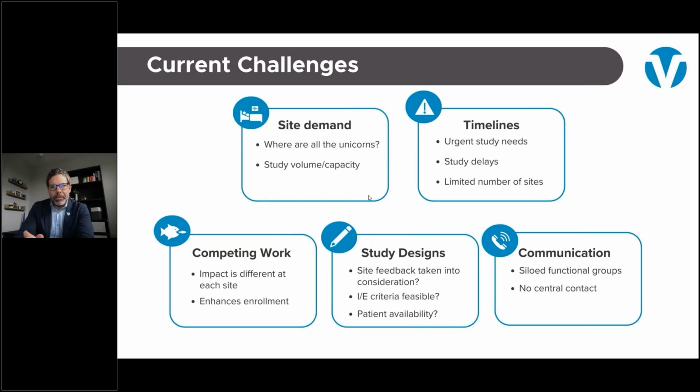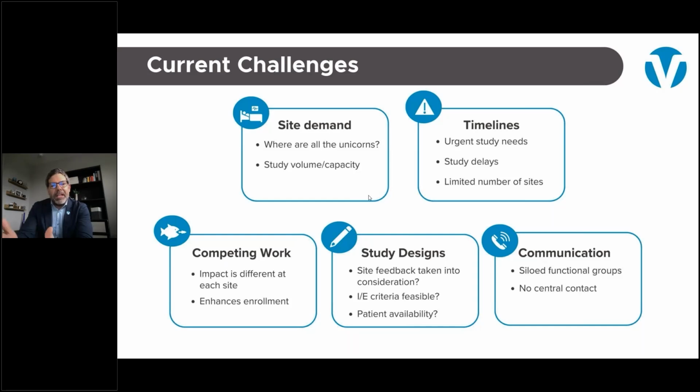What are the critical milestones? Is it to inform the dosage for your later phase study? Is it for an NDA, a PMR? Early site engagement is critical at this stage. Assessing competing work. Each protocol is unique, and so are the patients.